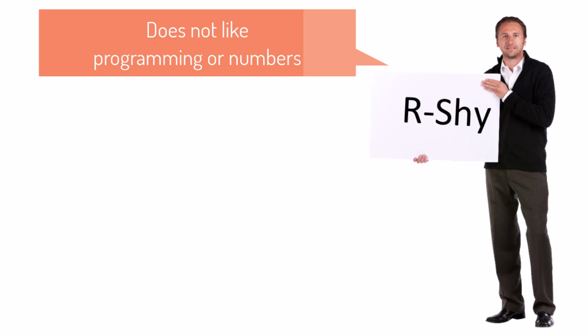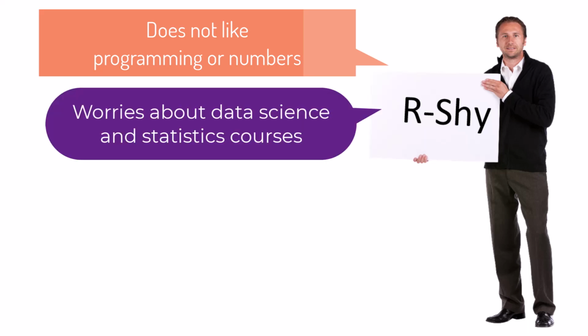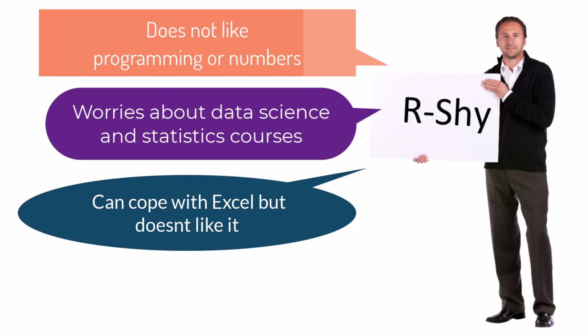Thomas is R shy. He would not dream of going on a programming course. He knows he will suffer in the quantitative parts of his coursework and is dreading the data science. He can cope with Excel but doesn't even like that much.